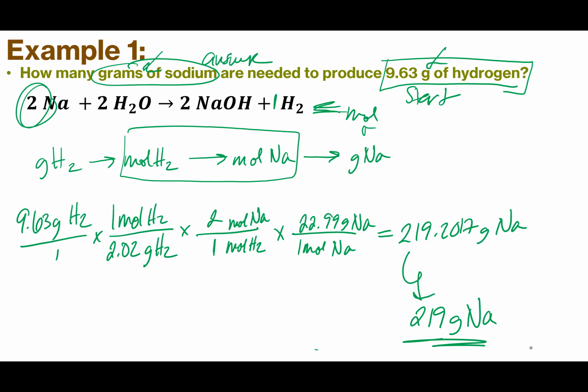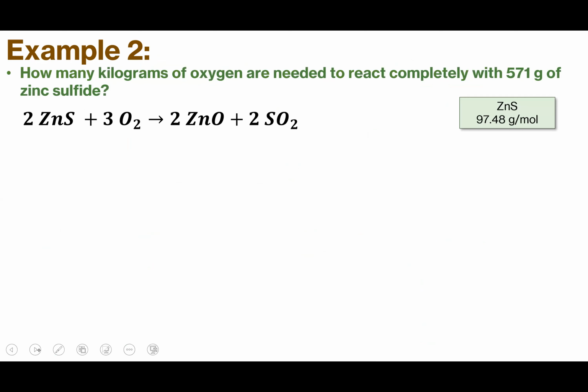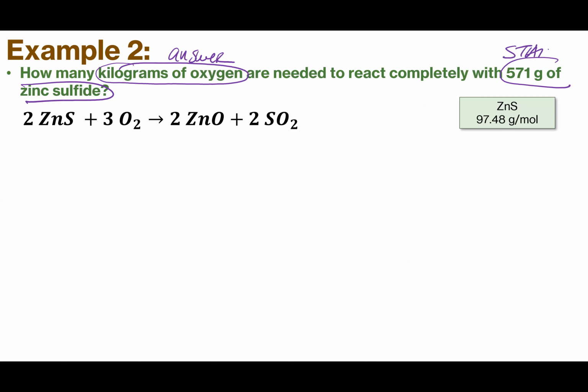Okay, let's look at another one. How many kilograms of oxygen are needed to completely react with 571 grams of zinc sulfide? So this is our start. It's the number of things we're looking for. This answer is we're looking for oxygen. I've given us the molar mass of zinc sulfide right here, so you don't have to calculate that out.